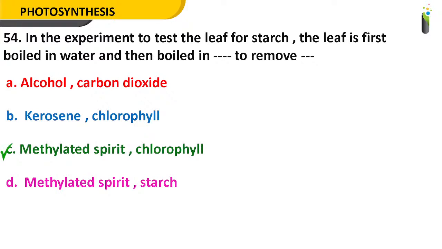The answer for this question is C. So in the experiment to test the leaf for starch, the leaf is first boiled in water and then boiled in methylated spirit to remove chlorophyll.